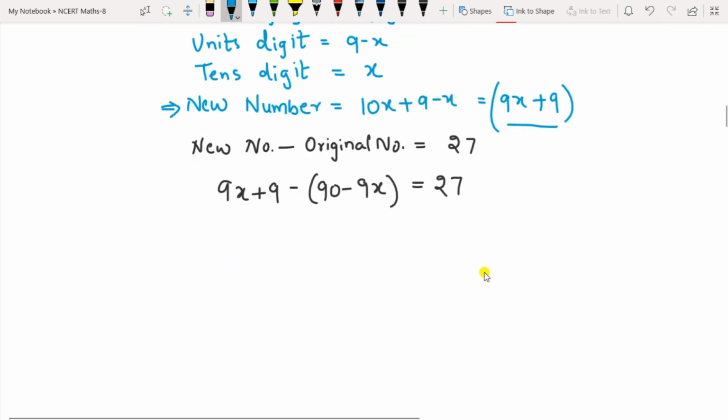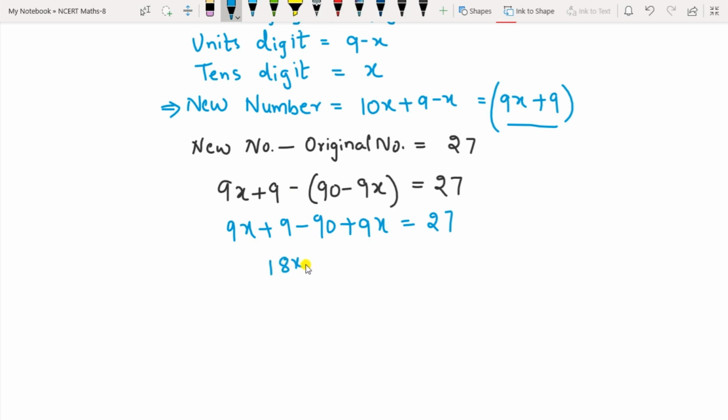So substitute the values of the new number as 9x plus 9 and minus the original number, which is 90 minus 9x, equal to 27. Okay, so solve it. So this becomes 9x plus 9 minus 90 plus 9x equal to 27, since this minus minus becomes plus. Now like terms, 9x and 9x is 18x, and 9 minus 90 is 81. Since the bigger number carries the negative sign, it is minus 81 equal to 27.